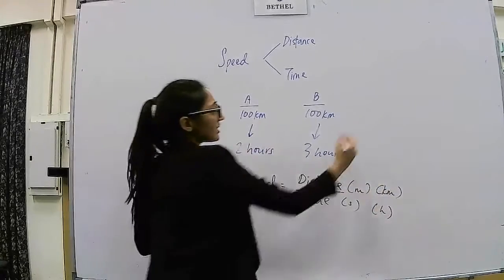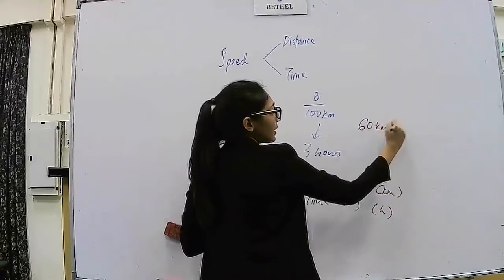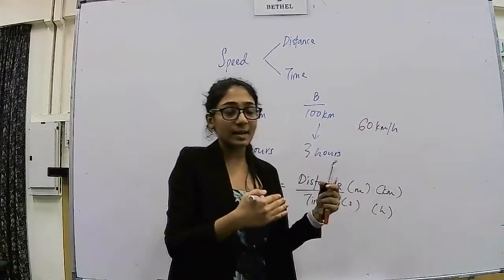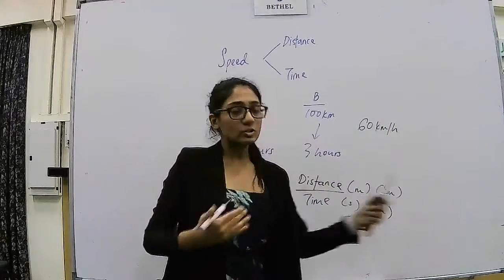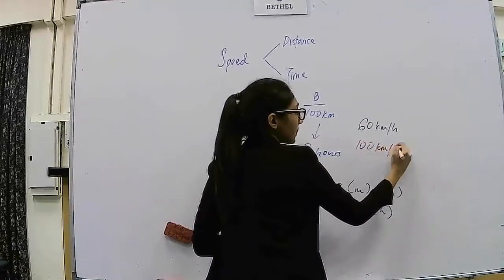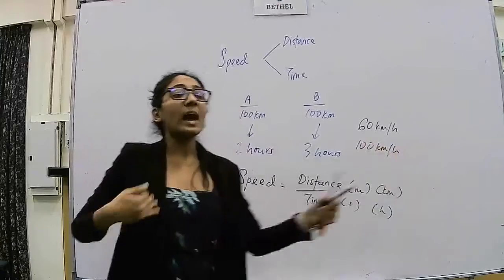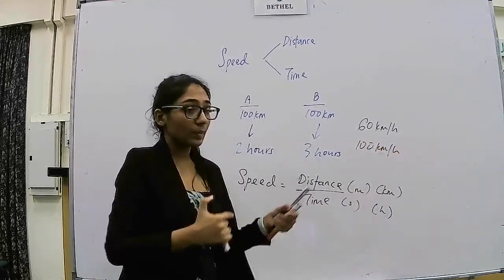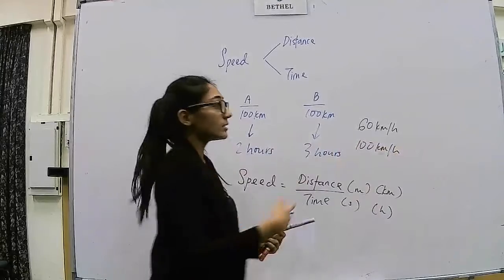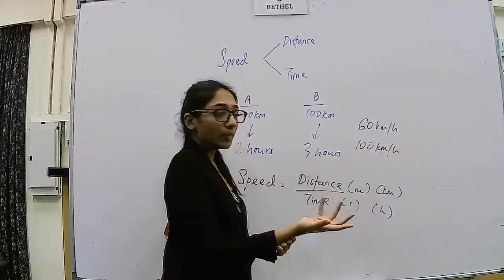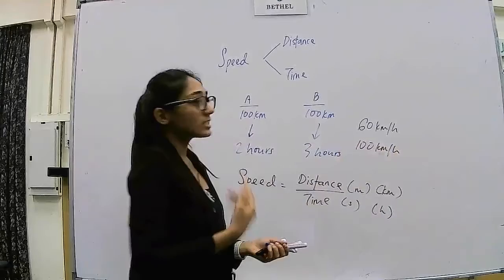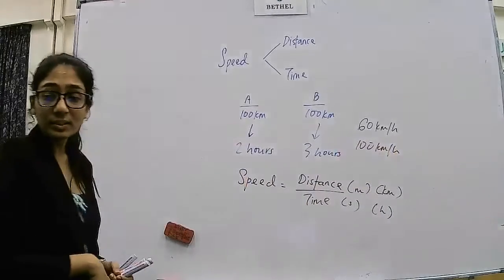So what does 60 kilometers an hour mean? It means that at the pace I'm going, in 1 hour I can travel 60 kilometers. Compared to 100 kilometers an hour, in 1 hour I can travel 100 kilometers. So in 1 hour, the one that travels more distance is the one with the higher speed. So speed is equal to distance over time.